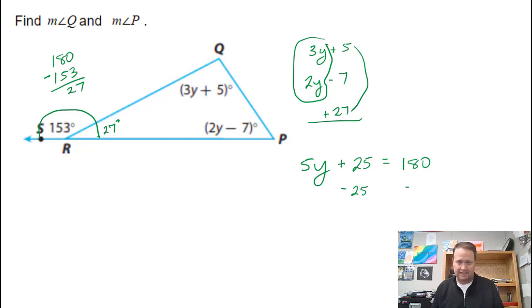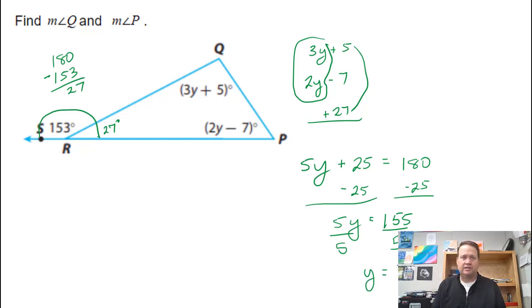Now it's just a two-step equation. We'll take away 25 on both sides, and we get 5y equals, looks like, 155 degrees. And when I divide that by 5, I'm going to get y equals 31. So knowing that y is 31, I'm going to be able to find these other angles. You see, this is 2 times 31 minus 7, and this one up here is 3 times 31 plus 5. So that's, let's see, 93 plus 5, that's 98.